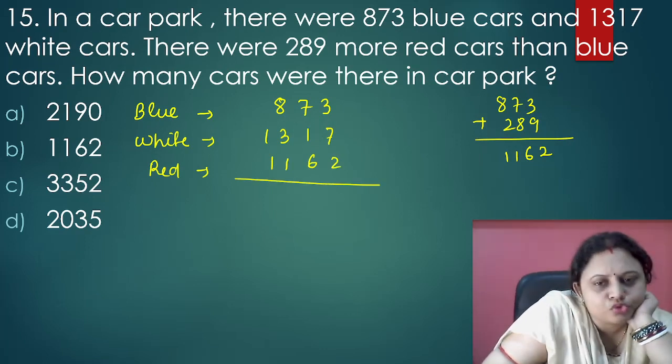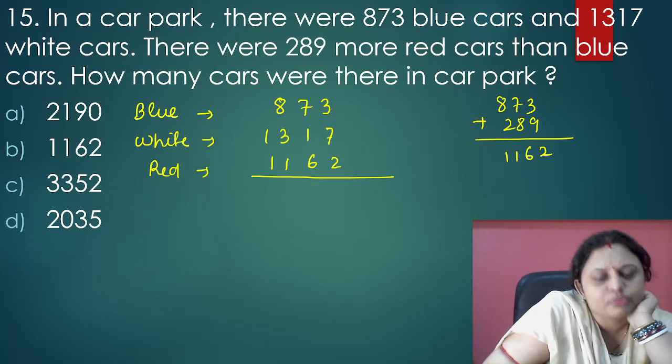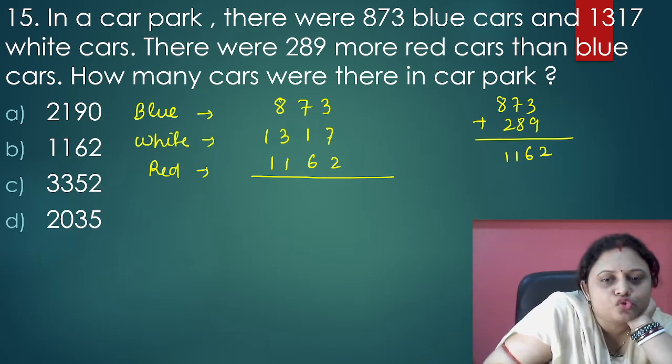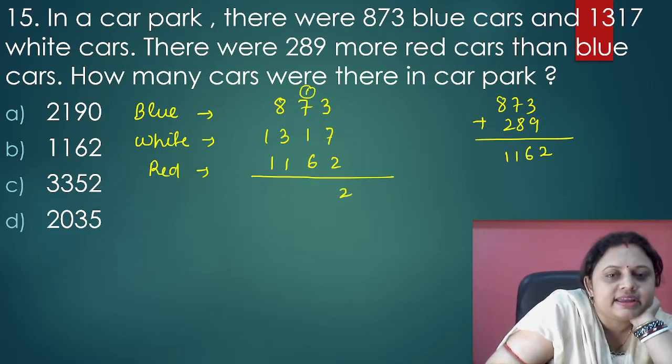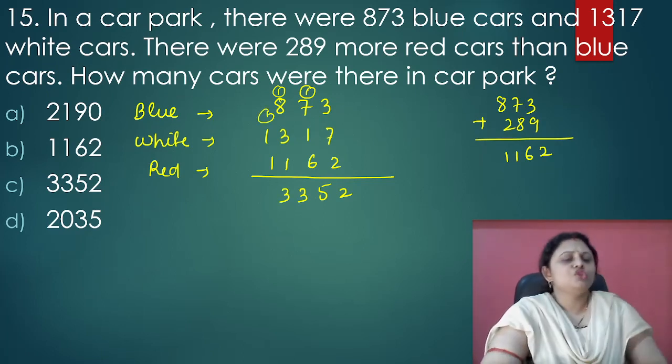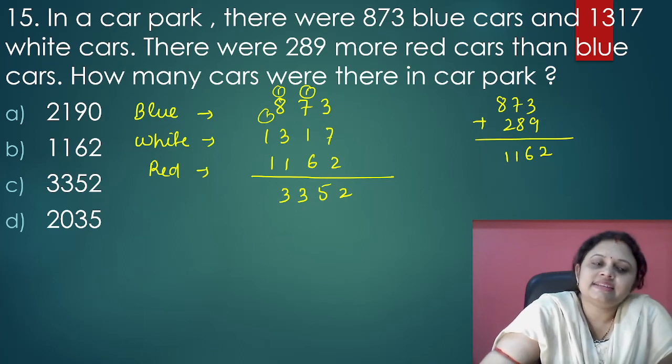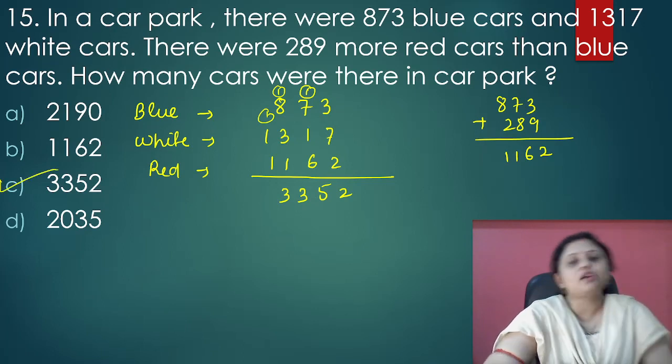So what we have to do? We have to simply add them. 3, 7, 10, 12. Then 8, 9, 6, 15. 9, 3, 12, 1, 13. 3, 3, 3, 5, 2. So is it present in the options? Yes, it is present in option C.